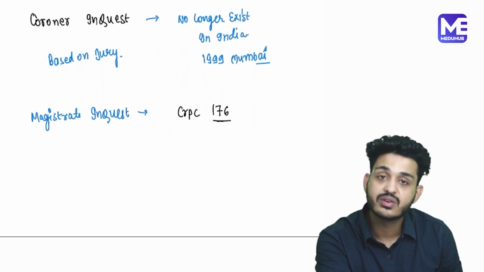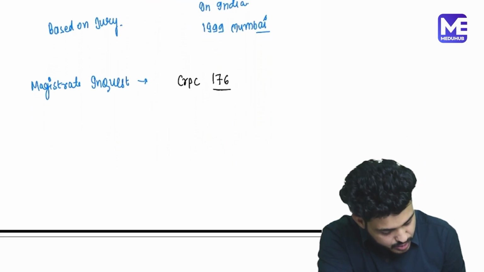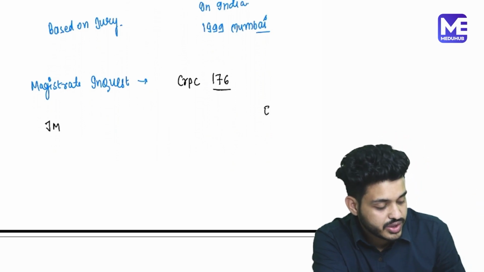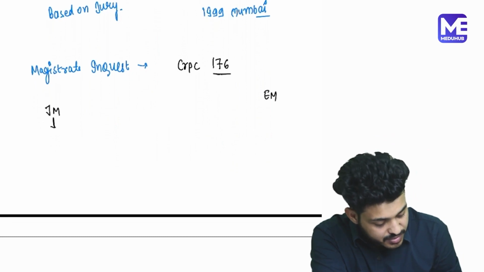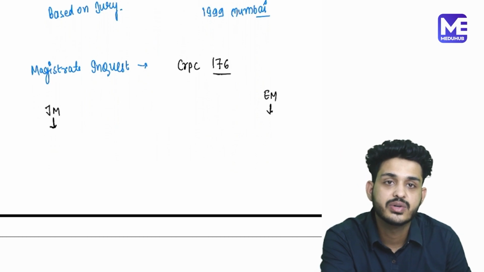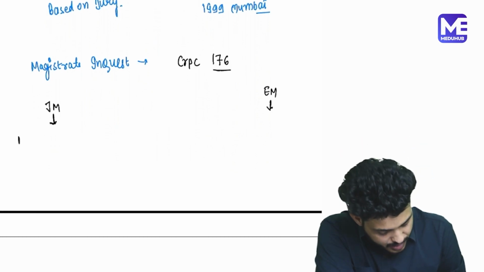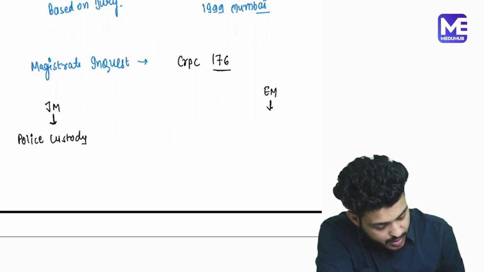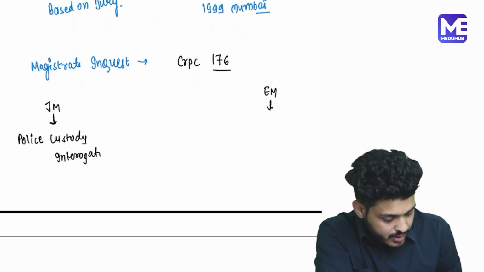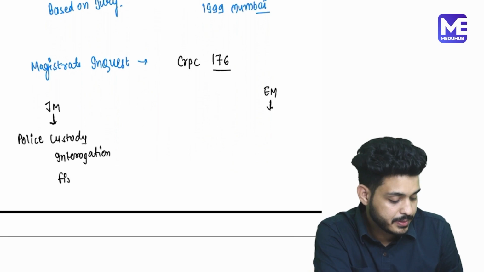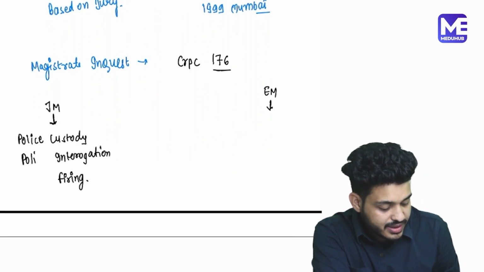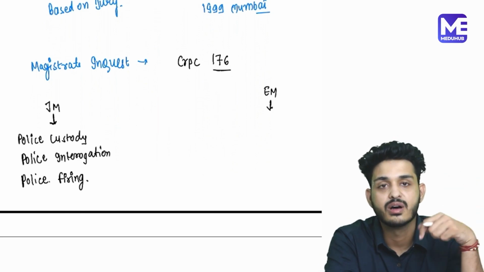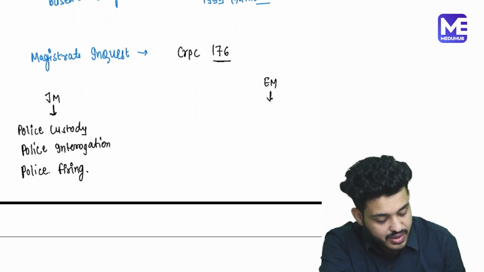When we are going to do a magistrate inquest, look here, guys. Two types of magistrate we have seen: one is the judicial magistrate, another is the executive magistrate. Sometimes the judicial magistrate, sometimes the executive magistrate will do the inquest. There are certain cases. First is police custody. If someone is dead in police custody or police remand, or interrogation, or police firing, in that scenario police cannot do the investigation, right? Because police was the one with whom the accused died. So police cannot do the inquest here.